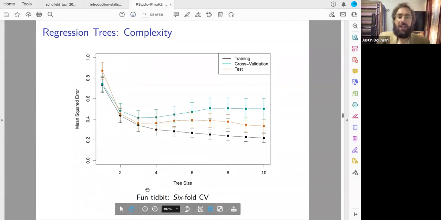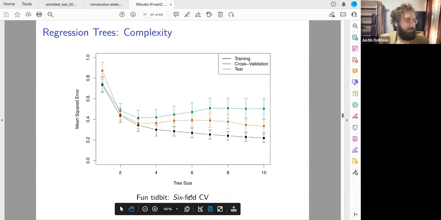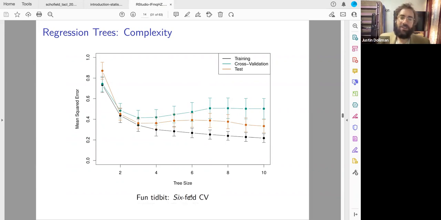Okay. I looked at the time and thought, I need to speed up, and then immediately got distracted by my fun tidbit that this is 6-fold CV. Weeks ago, we had a discussion about how to choose, like, is it just completely arbitrary to say 10-fold cross-validation, 5-fold cross-validation? Here, they chose 6-fold because the number of observations in the training data was divisible by 6.